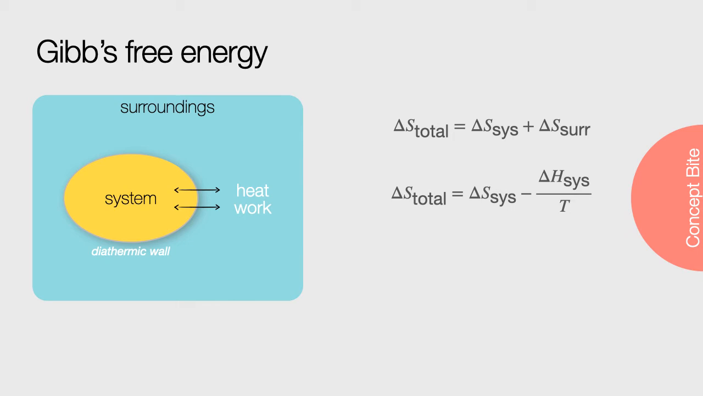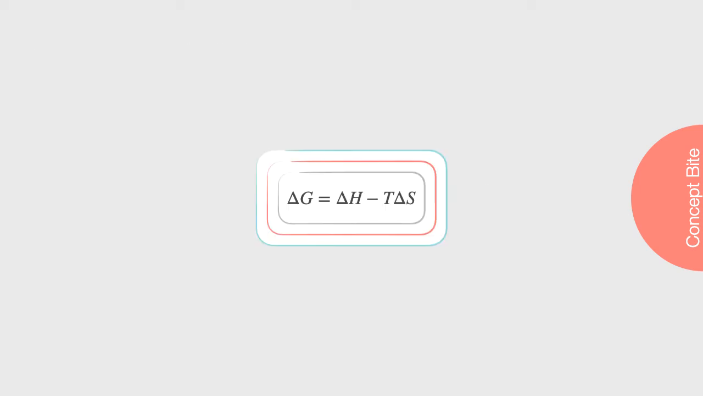J.W. Gibbs' contribution to thermodynamics was to combine the equations for entropy of the system and surroundings. He said that if we are at constant pressure and temperature, then we can substitute delta H for Q rev, and the total change in the entropy of the universe can now be defined with only variables of the system. Now we define the Gibbs free energy as minus T delta S total, which gives us one of the most important equations in chemistry. The Gibbs equation.